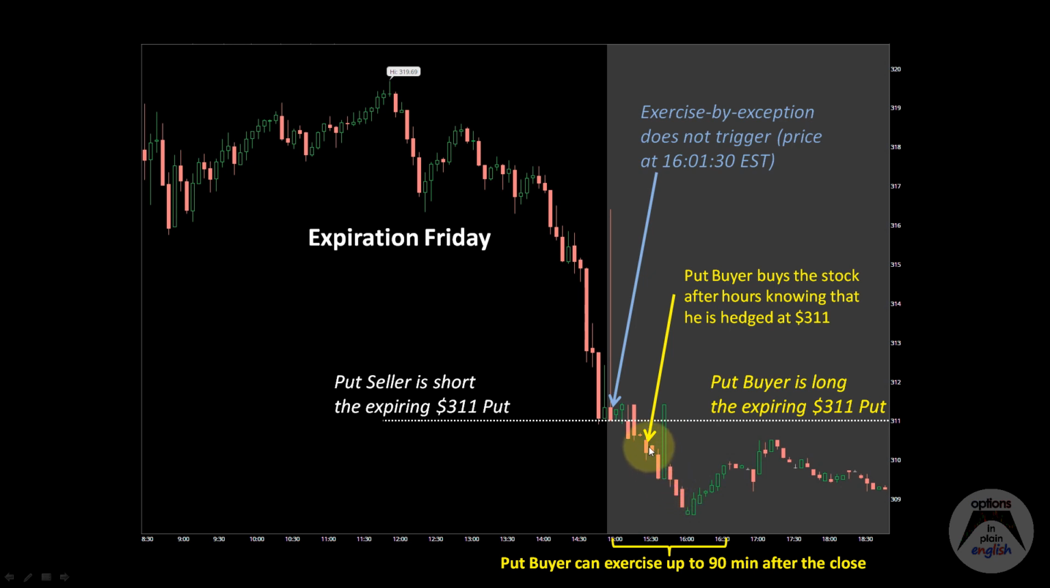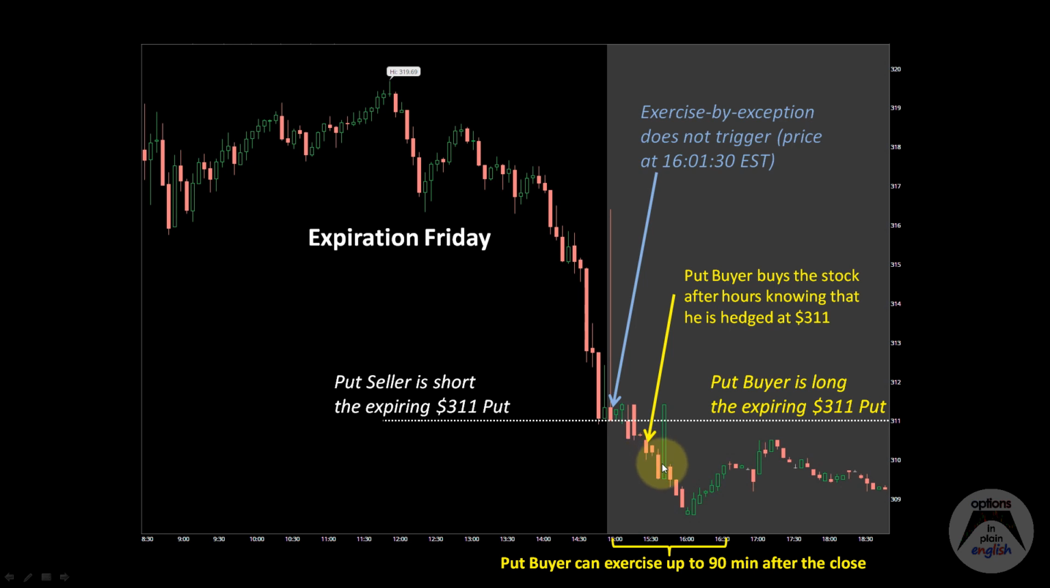Okay, so this is a perfectly hedged position. The put buyer now buys the stock, and knowing that he's got a put that he can exercise to sell at this price, there's no risk for him.